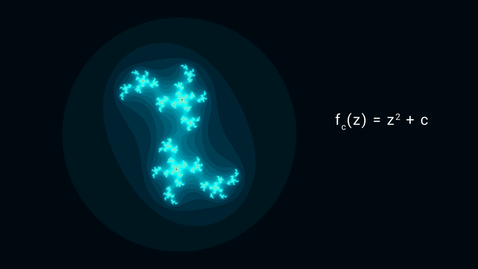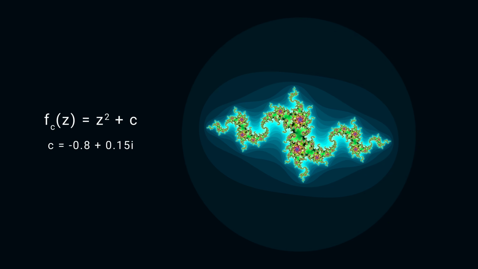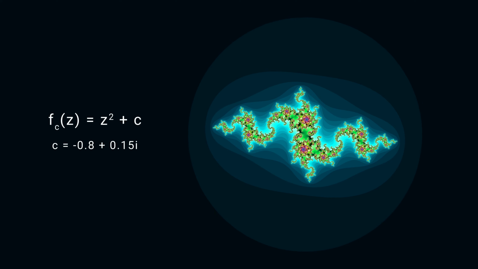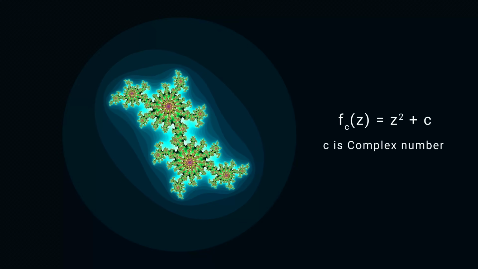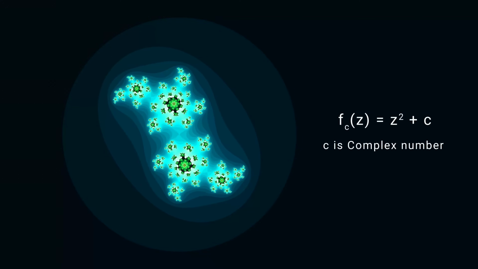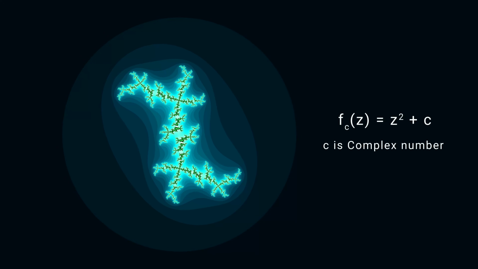For example, here is the Julia set of z squared plus c, where c is this. As you can see, it is a disconnected Julia set that looks like dust. And here is the Julia set of this. As you can see, it is a connected Julia set and it looks like a dragon. There are infinitely many possible values of c and therefore infinitely many possible Julia sets. Some of the Julia sets are very famous.